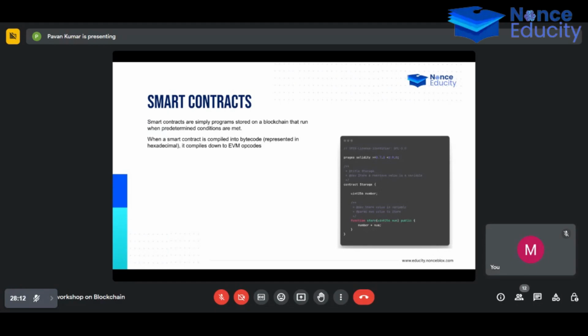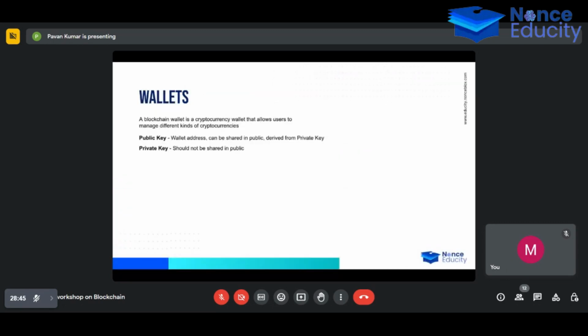EVM opcodes are things like add, delete, multiply, and so on. They are like a base assembly language. You have heard about assembly language, right, where we have bare-bones instructions like add one, add two, delete three, multiply four. So whenever you compile a smart contract, at the end it compiles down to EVM opcodes, which are executed on the blockchain. We write smart contracts using a language called Solidity, which we'll look into in the next few sessions, tomorrow's and the day after tomorrow's sessions.